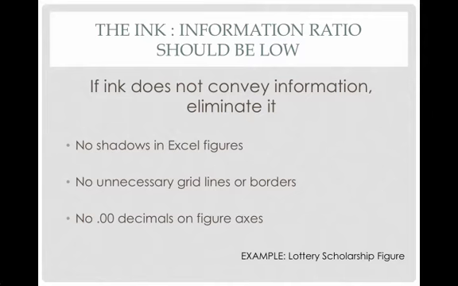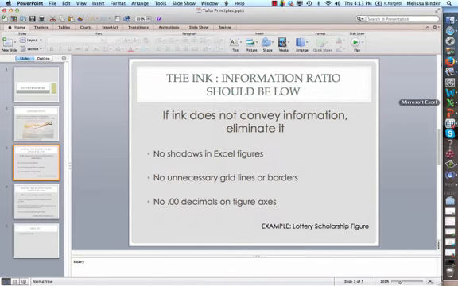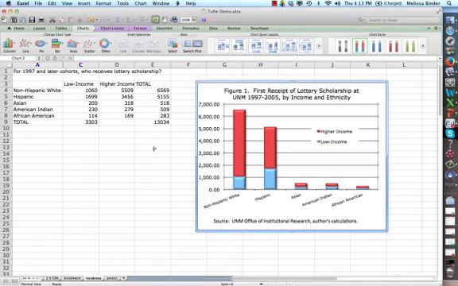So those shadows in Excel figures, those 3D bars where there's nothing on the third dimension, get rid of them. They just distract the viewer. They don't help convey information. Same thing about grid lines or borders that are unnecessary. And you don't want to have too many decimals, especially on figure axes, because, well, let me show you an example.